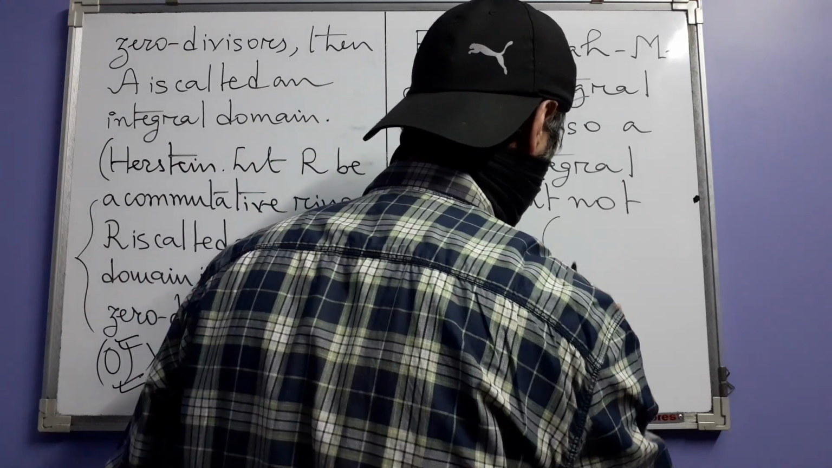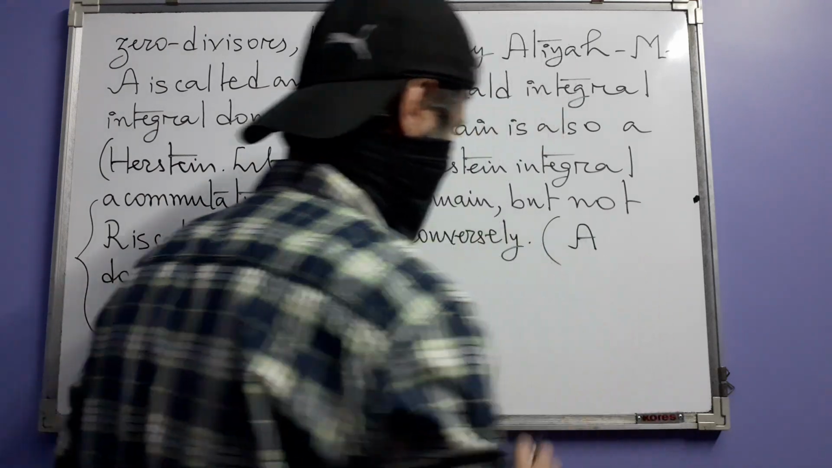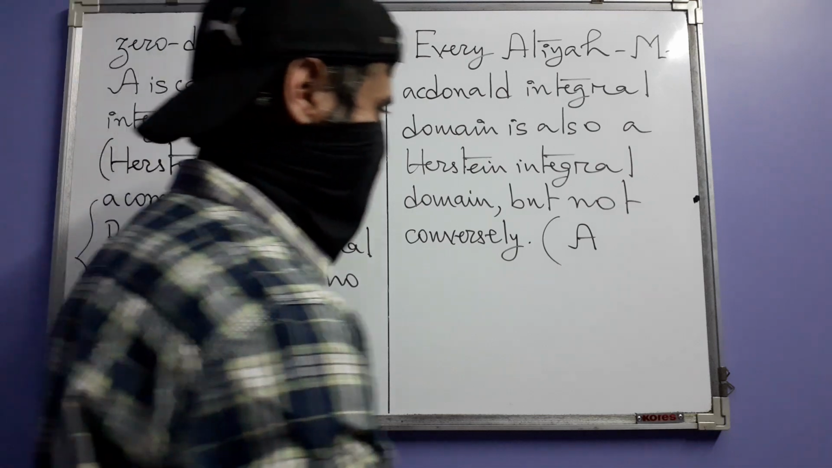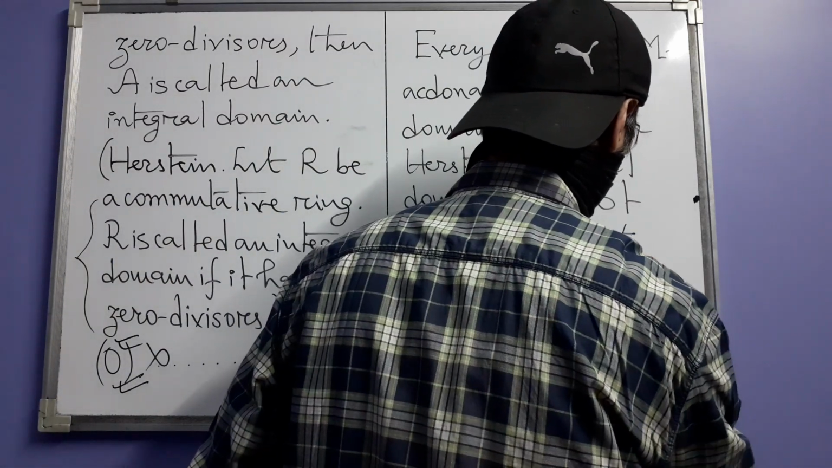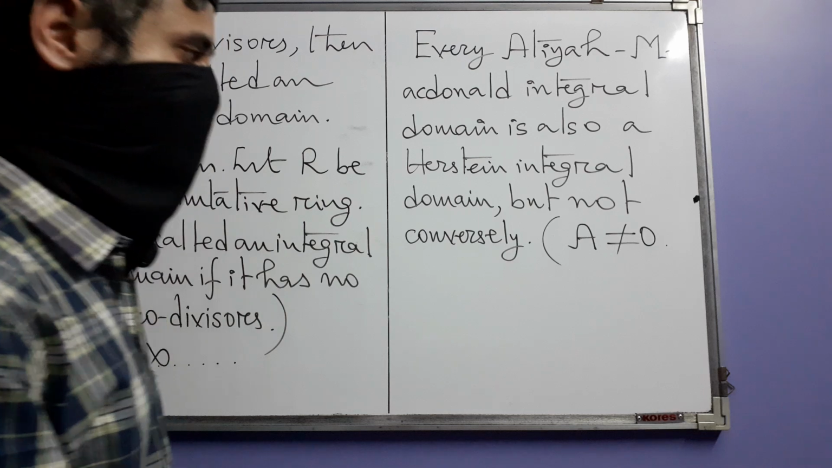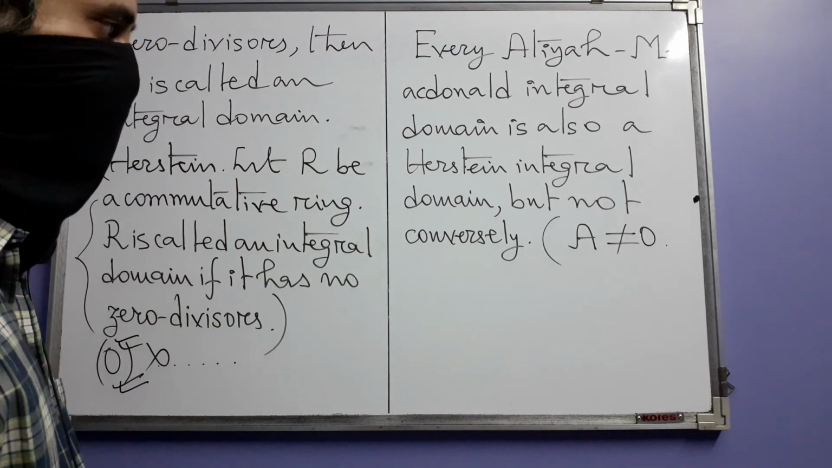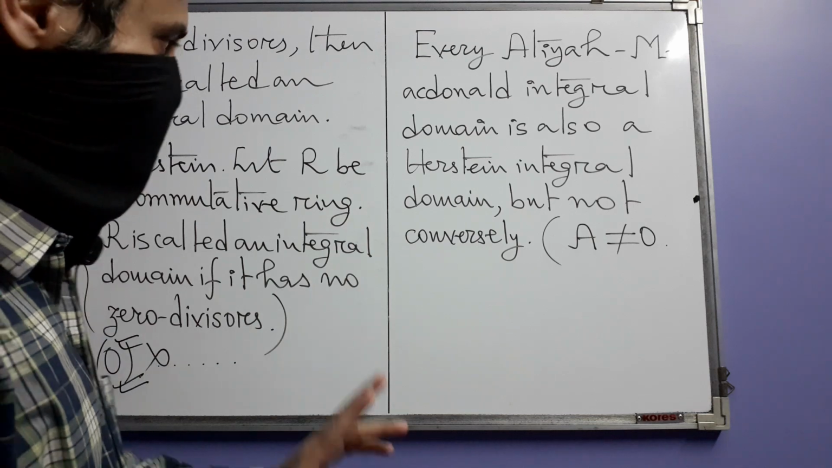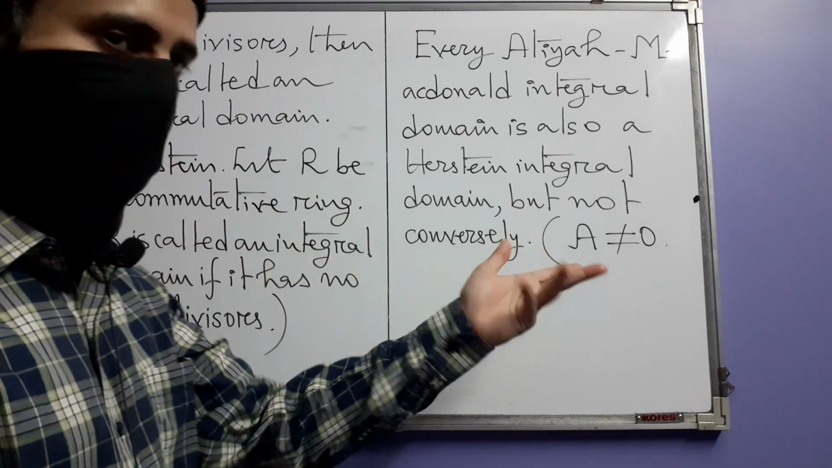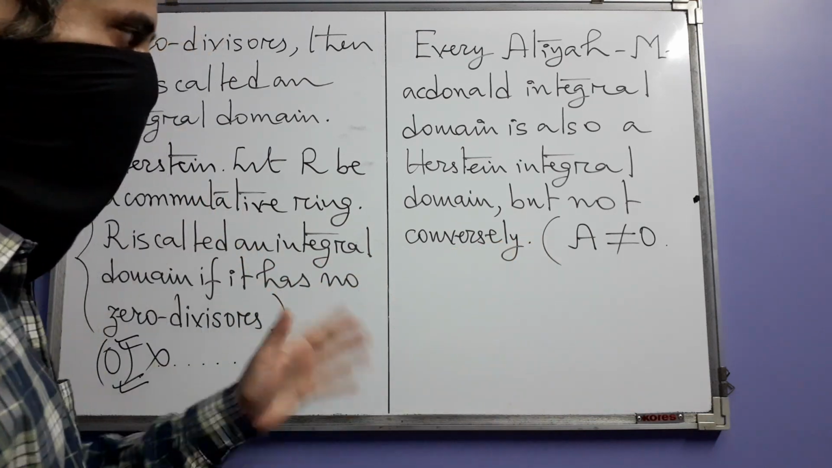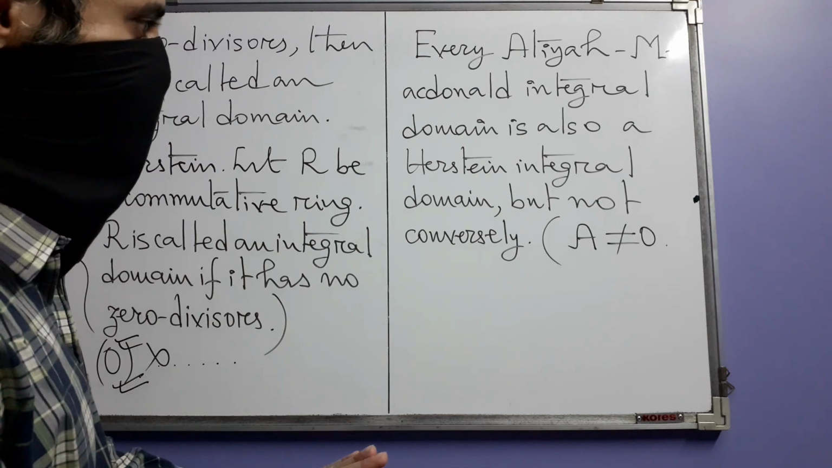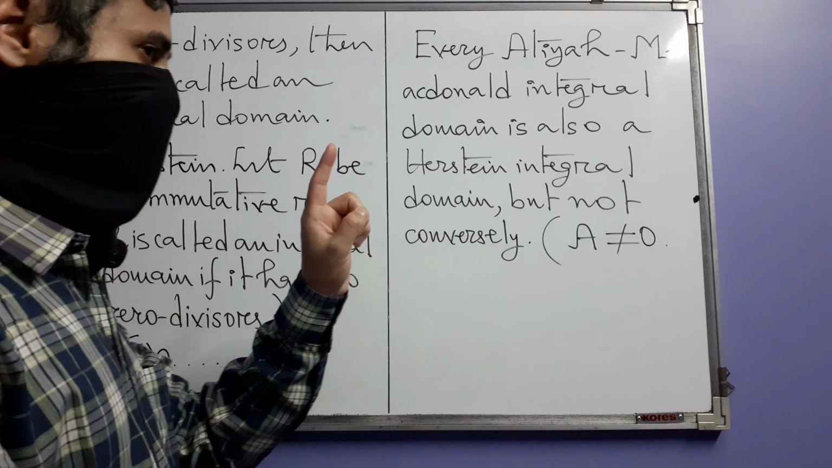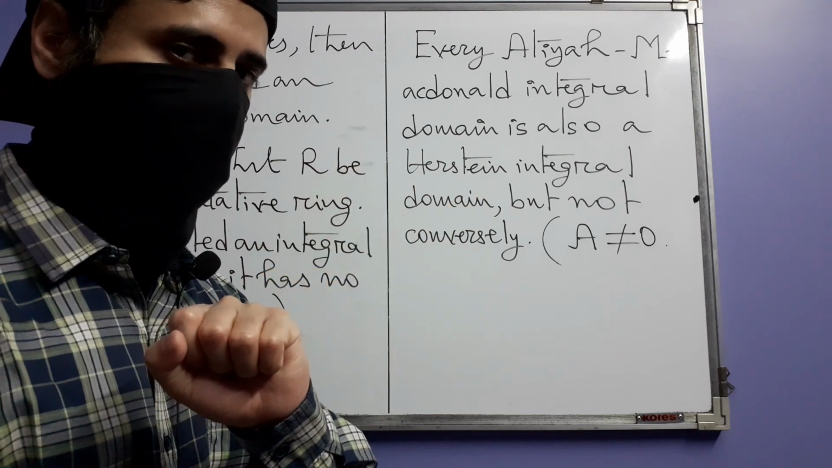Suppose that A is an Atiyah-Macdonald integral domain. This means that A is, first of all, a non-zero ring. Fine. What do we need in Herstein? We need a commutative ring. Our rings already are commutative. Fine. What else do we need? We do not need any zero-divisor according to Herstein's sense.